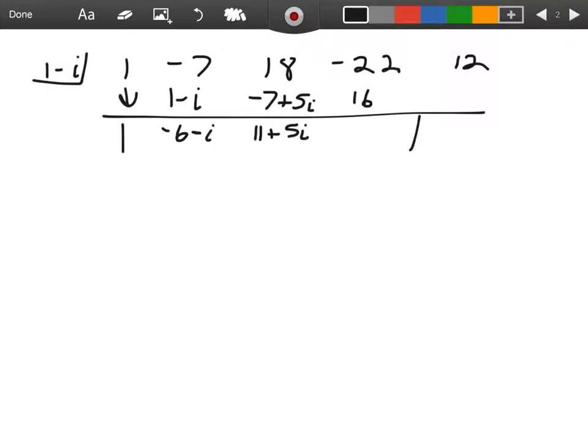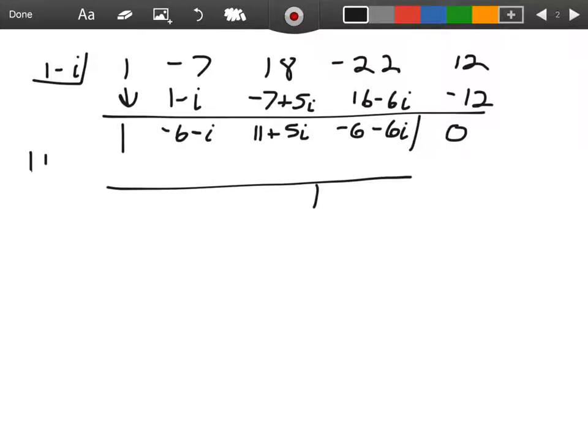Again, multiply, we get 16 minus 6i. Add the real parts, we get negative 6 minus 6i. And then multiply those parts, we will get negative 12 and 0. Now, the great thing about synthetic division is once we simplify it once, if we know another 0, we can just take these and do synthetic division again right under it.